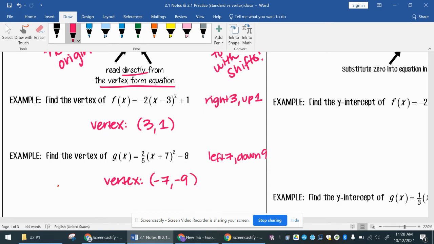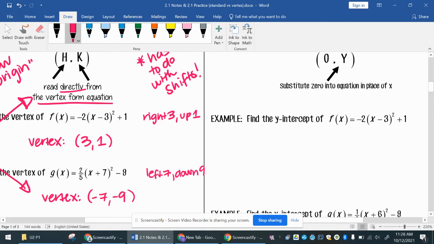There is no formula like in standard form where we had to do opposite of b over 2a. All you do is you can read it directly from the equation. The vertex you can read directly from the equation, not the graph. A lot less work than standard form.